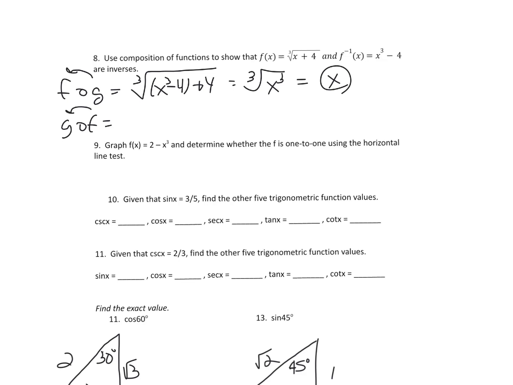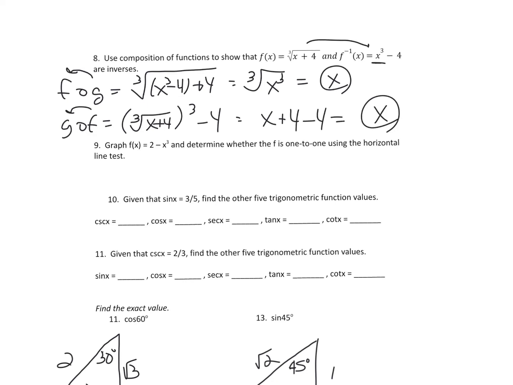I can go g of f, which means I'm taking f, plugging it into that x right there. So I'm going to get cube root of x plus 4, and that's cubed. I'm just plugging it in, that x right there, minus 4. And if you cube a cube root, the cube root goes away. You get x plus 4 minus 4. That's obviously x. So what you got to prove to me is you get x on both sides, and you're absolutely good to go.